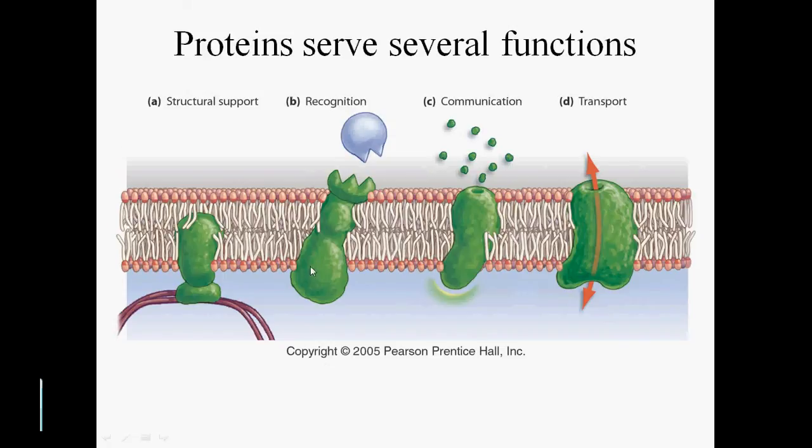We can describe them as integral, meaning that they span the plasma membrane. So this particular protein goes all the way through the plasma membrane, as does this protein, as well as this one. But there are also other proteins that only go about halfway through, and we call those peripheral proteins. So this is a peripheral protein right here, and then we have integral proteins. Remember, integral proteins go all the way through the phospholipid bilayer, whereas peripheral proteins only go about halfway through.